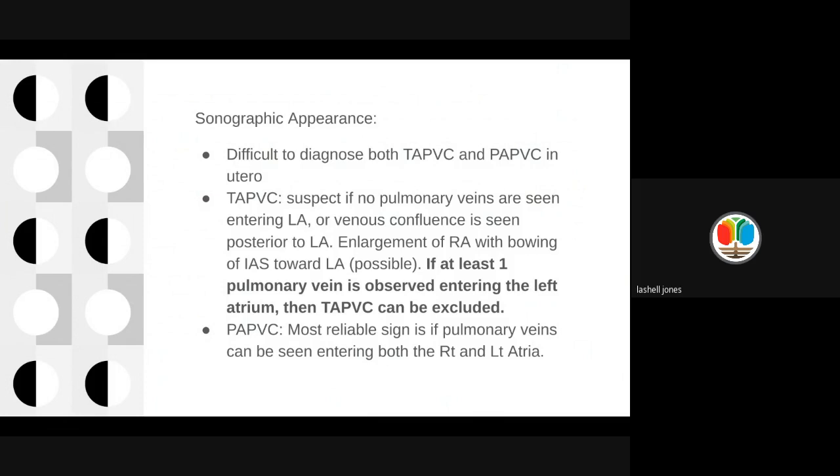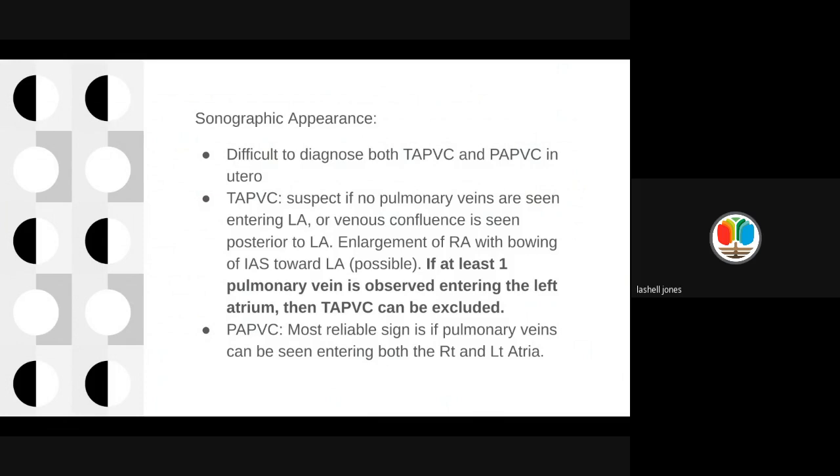So it says here for total, suspect it if no pulmonary veins are seen entering the left atrium, or if you see that venous confluence vessel. Also if there's an enlargement of the right atrium, kind of bowing in from that septum. And then it says here, if you find at least one pulmonary vein observed entering the left atrium, then automatically you can exclude total anomalous. Automatically. Because, of course, if one's entering, then that cuts that out.